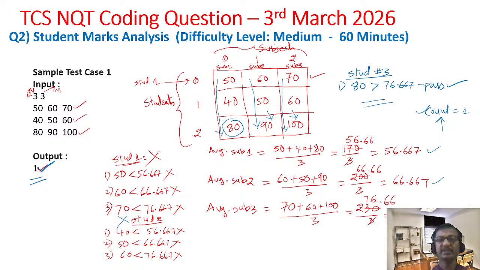So even though it is given as a medium level difficulty, it is pretty simple. No algorithm is involved, no data structure is involved. You can just, by analyzing these marks, calculate the average marks in each subject and go on comparing each student's marks with these average marks. Then you go on counting how many students pass. That's it. So we'll write the code in Python.